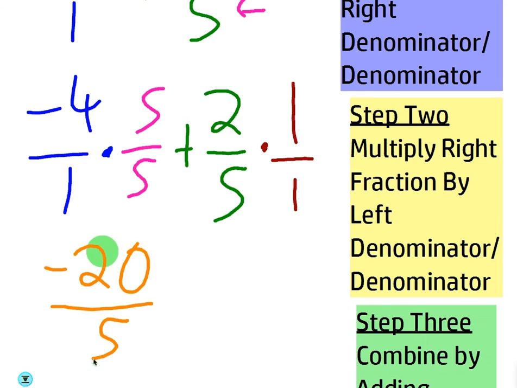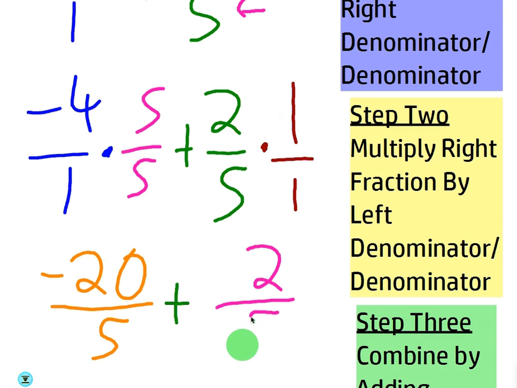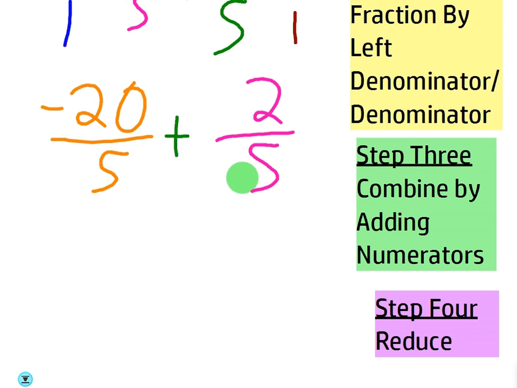Okay, denominator's 5. On the right, we have 2 times 1, which is 2, and then 5 times 1, which is 5. Okay, so now we just add the numerators. What's negative 20 plus 2? Please get this right. Negative 22. Negative 18. Oh, because, yeah. Negative 20 minus 2 is negative 22.